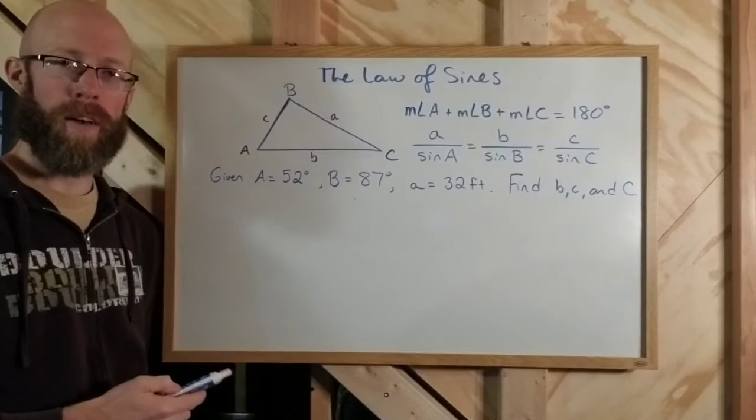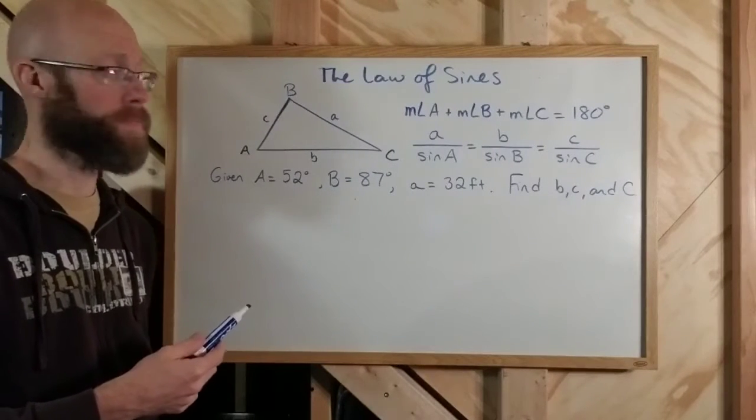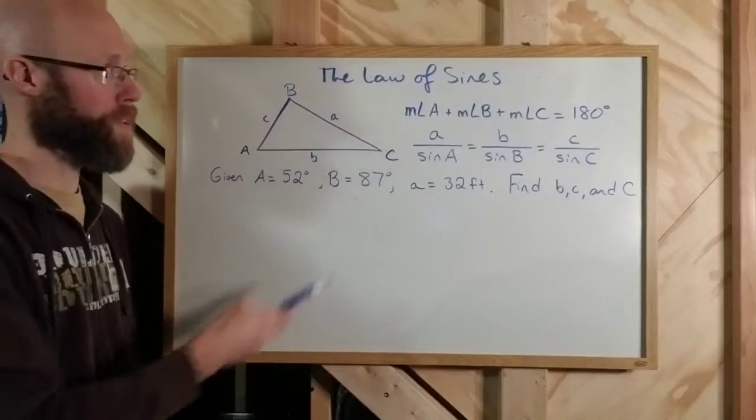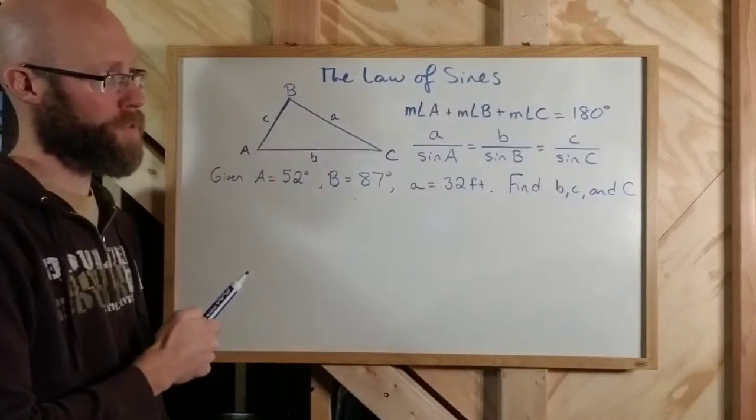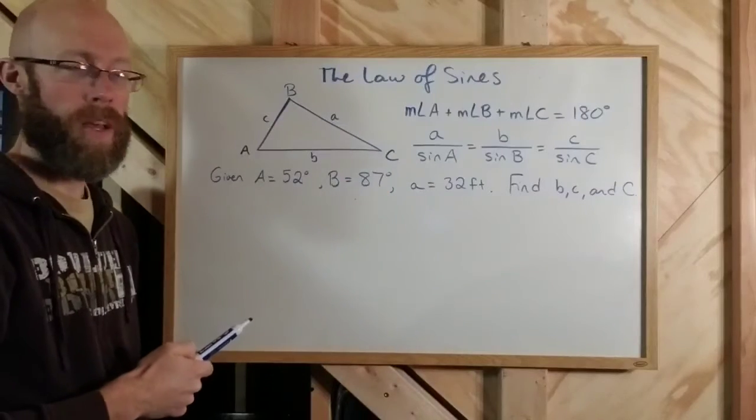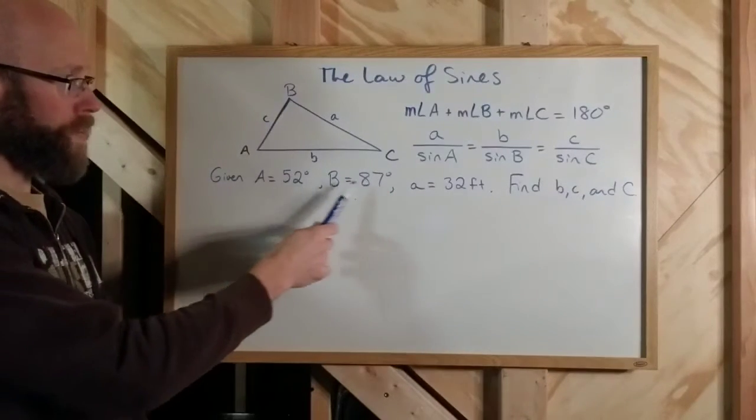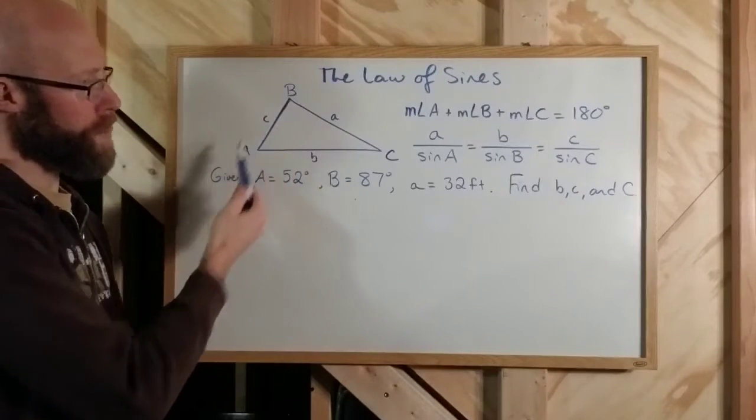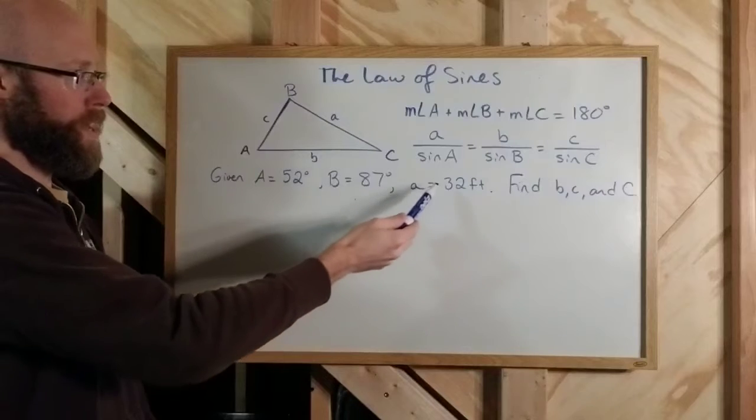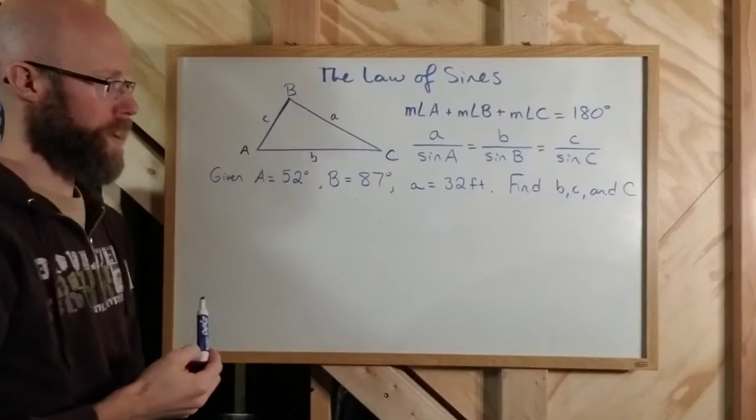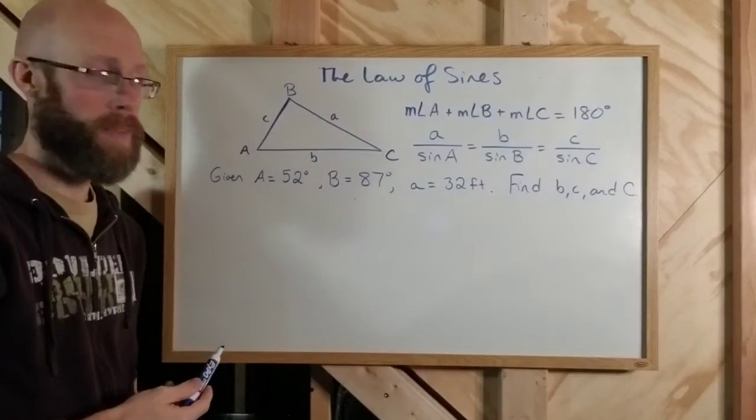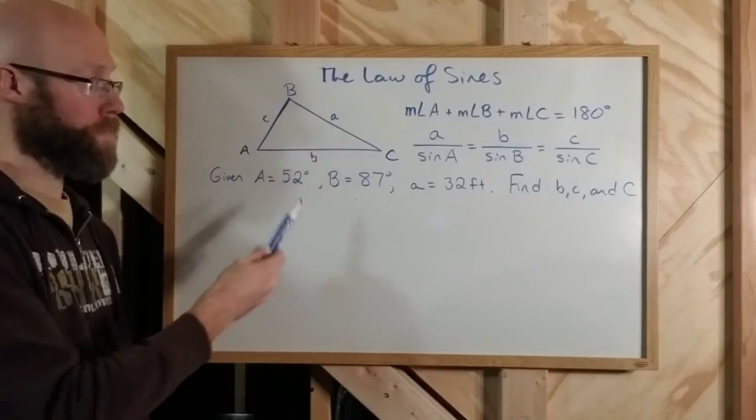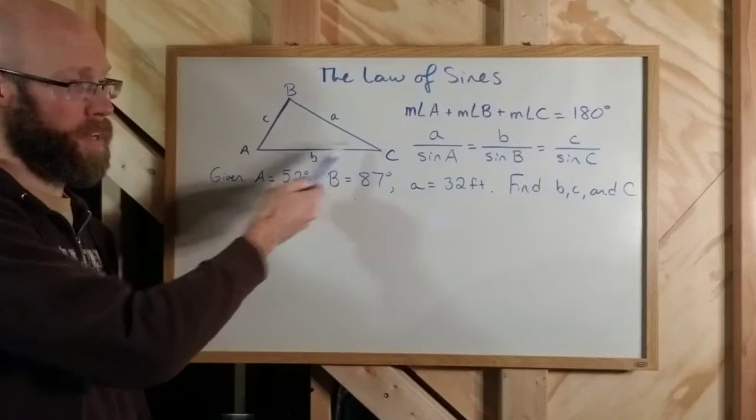Alright, in this example I have a diagram of an oblique triangle. We have our two main formulas that we're going to deal with, the angle sum formula for a triangle and the law of sines. I also have three given pieces of information. Angle A is 52 degrees, angle B is 87 degrees, and side A is 32 feet. Okay? And so what we're going to do is try to find the other three missing pieces of information, side B, side C, and angle C.